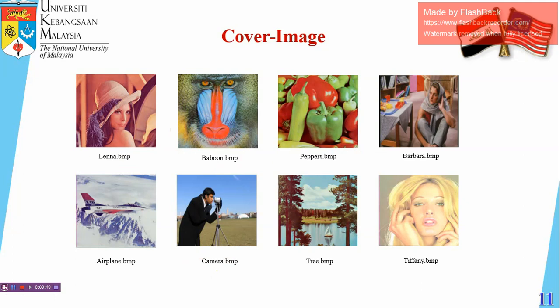Why do we select the image in image steganography? There are some reasons. The first one, the image is the most popular multimedia over the internet or web. The second reason is the availability of the image and that it is easy for the user to use. And the third reason, it is more challenging.